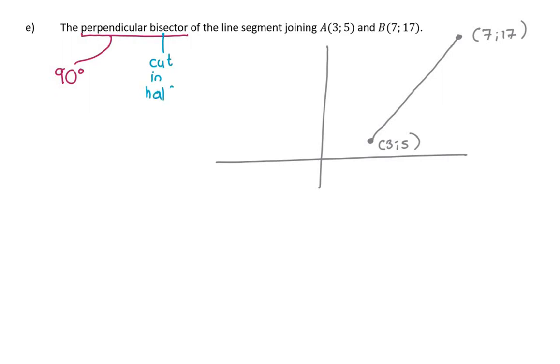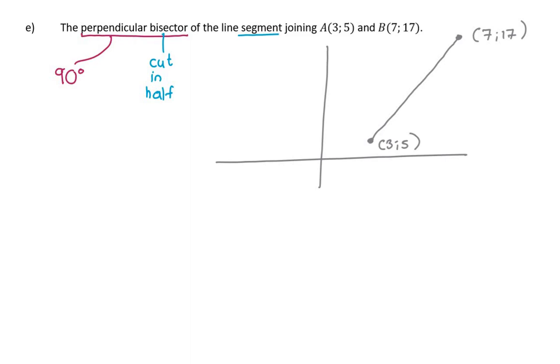Now if this was a straight line that goes through these 2 points and carries on forever, then there is no middle, because there is no middle of something which carries on forever. So that's why they had to say line segment, because it starts at 3,5 and it ends at 7,17. You have to have a finite line in order to be able to cut it in half.